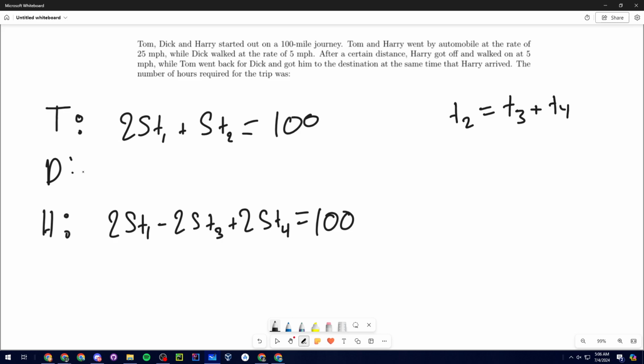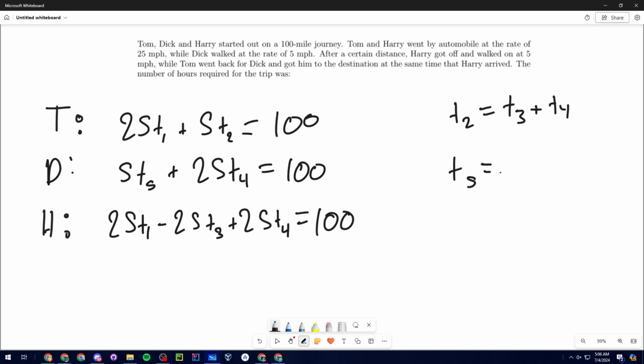Now, Dick's perspective. So this guy, he's walking at 5. For how long? I don't know, because it's not T1, because he's still walking by the time Harry's on his way back. So I'm just going to call that T5. But now, he's in the automobile and everything's cool. And is this a new variable? No, because now he's with Harry. So it's just T4.